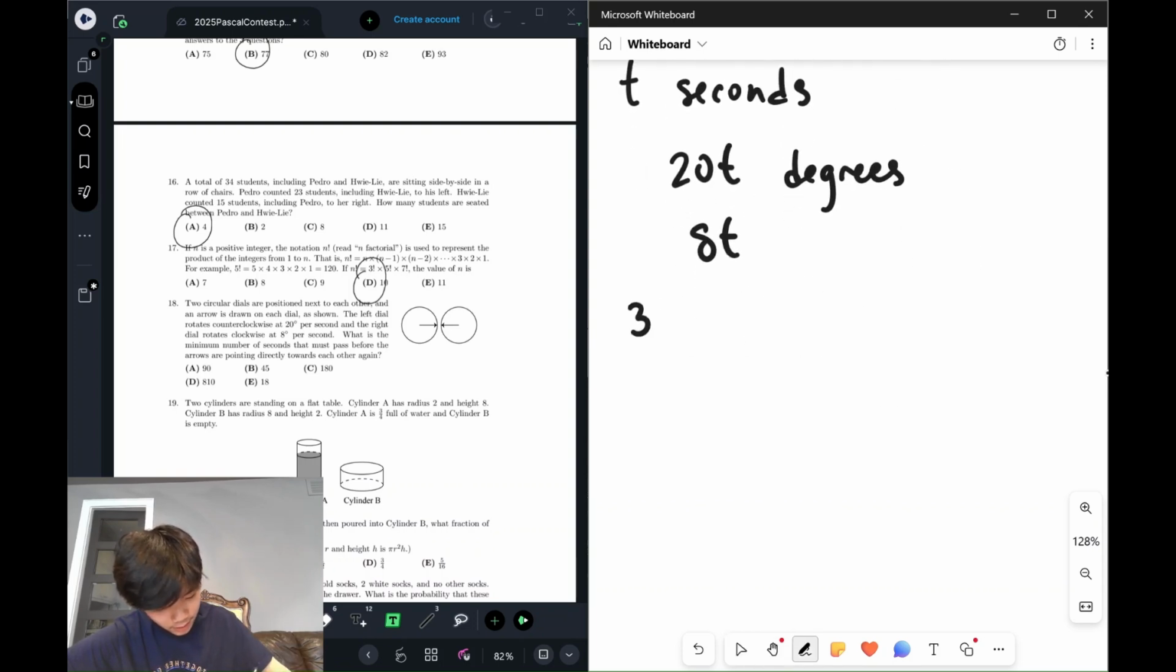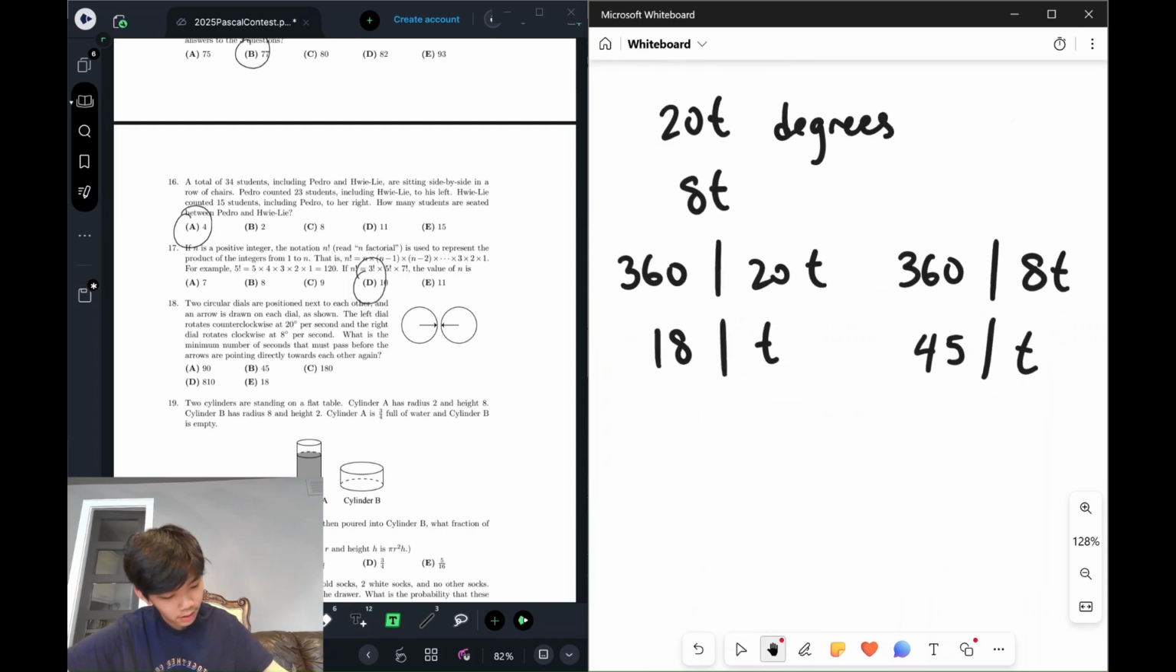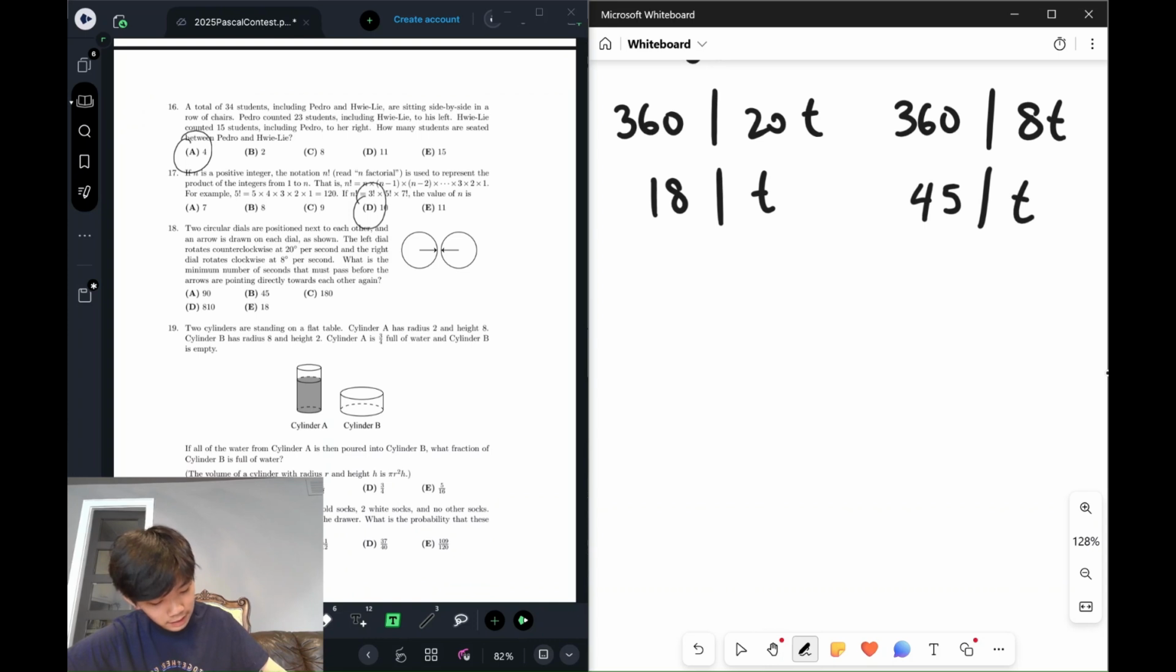Therefore, we need that 360 divides 20t. We can divide both sides by 20 to get that 18 divides t. So t is a multiple of 18. Similarly, we have 360 divides 8t. 360 divided by 8 is 45. So 45 also needs to divide t. The minimum possible value of t satisfying this is going to be the LCM. So t is going to be equal to the LCM of 18 and 45.